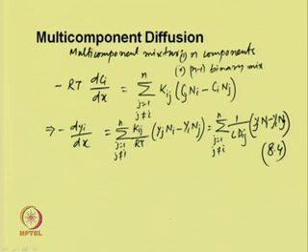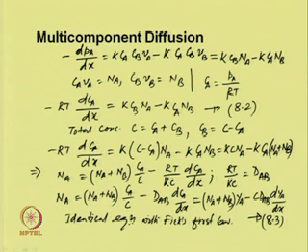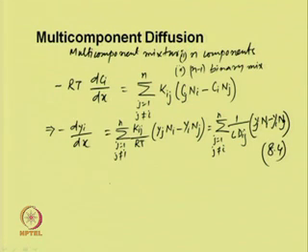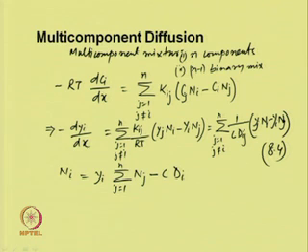Now, this equation 8.3 which we have obtained, we can apply for a multi-component mixture, and we can write N_i is equal to y_i summation over j equal to 1 to n N_j minus C D_i mix dy_i/dx. This is equation number 8.5.